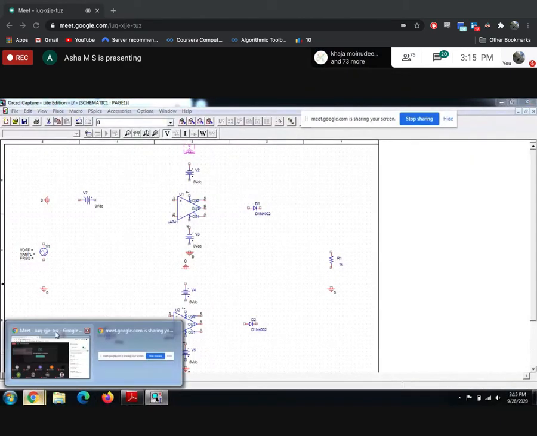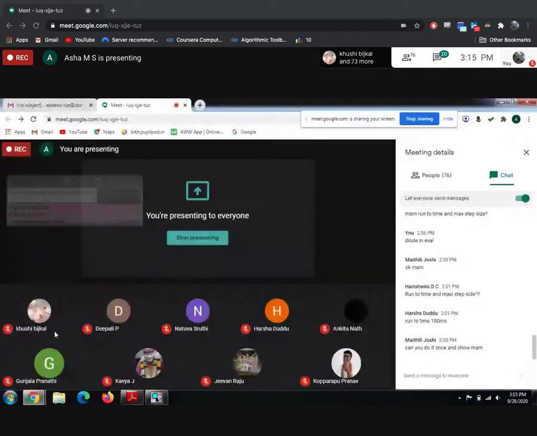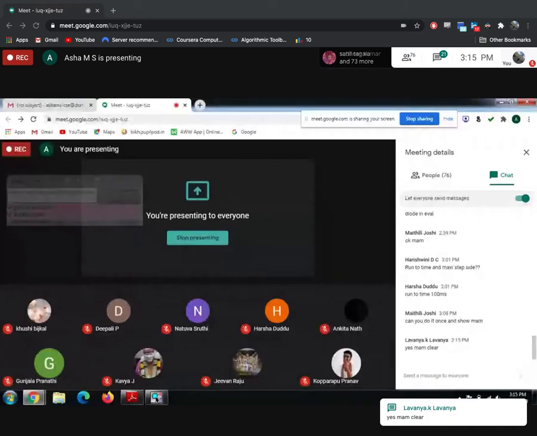Till here it's clear. Anyone is having doubt? Placing the components is clear, or anyone is having any doubts? If people don't have a laptop, in your mobile just go for recording.